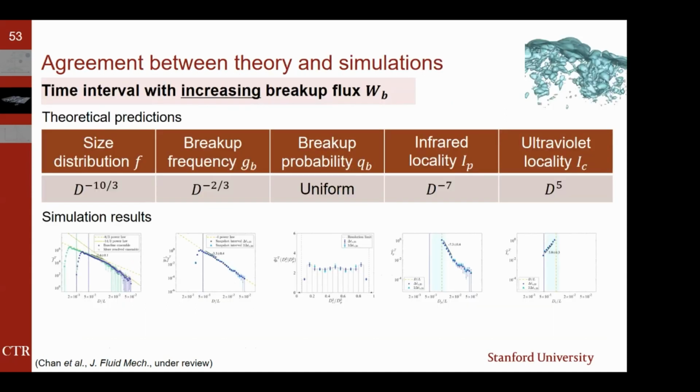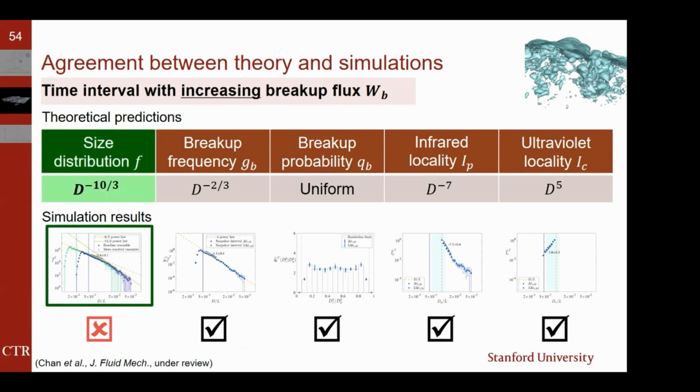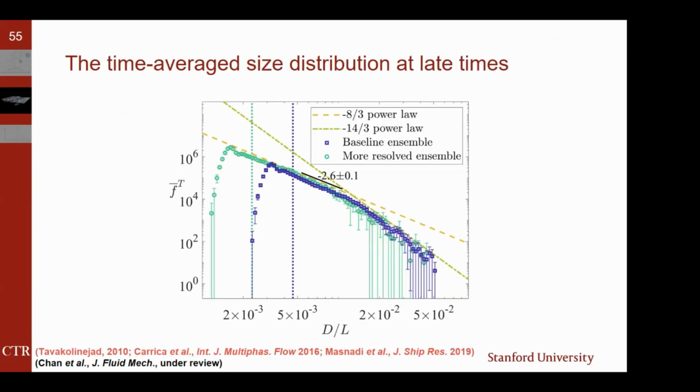So again, I'm plotting the theory on top, simulations below. This time, we have agreement for four of the five characteristics. So let's look at the size distribution in a little more detail. Again, this is time averaged over the second interval. So now we only recover a -8/3 power law scaling in the size distribution instead of -10/3. And to be honest, we don't know the full reason for this, except perhaps to hypothesize that coalescence is playing a larger role at these late times.